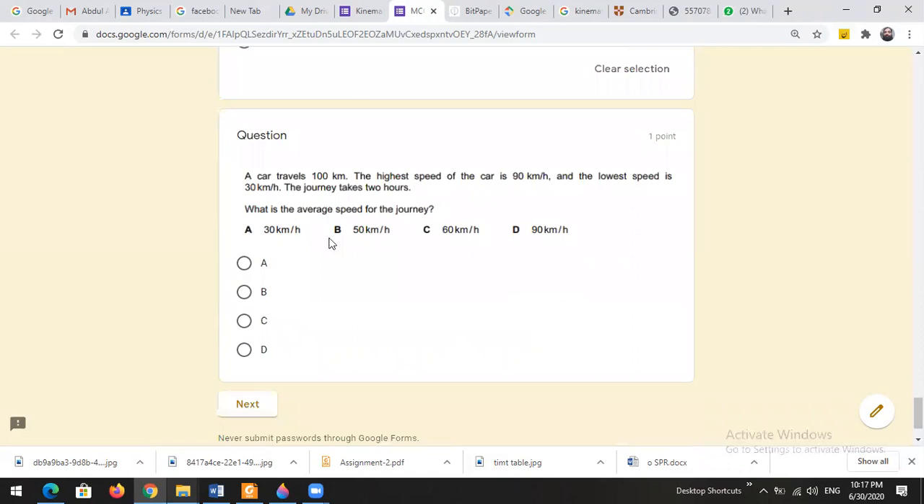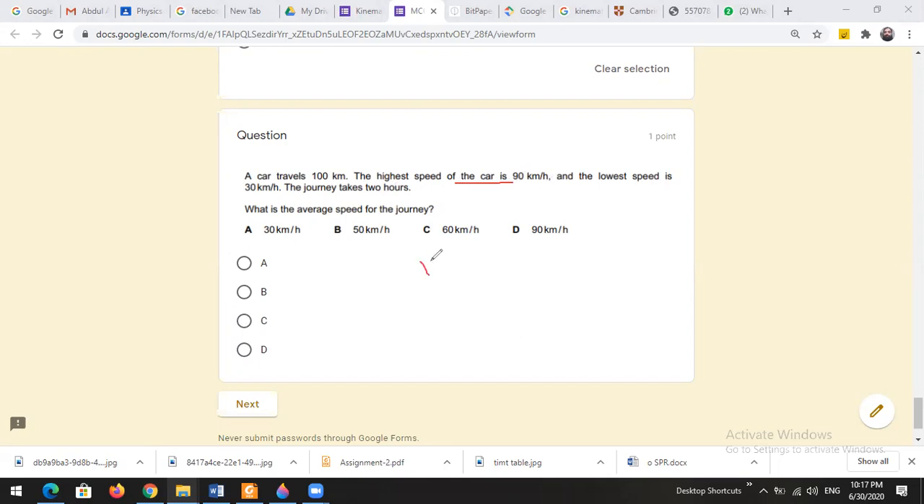Next question. A car travels 100 kilometers. The highest speed for the car is 90 kilometers per hour and the lowest speed is 30 kilometers per hour. The journey takes 2 hours. So what is the average speed for the journey? Highest speed is 90 kilometers.